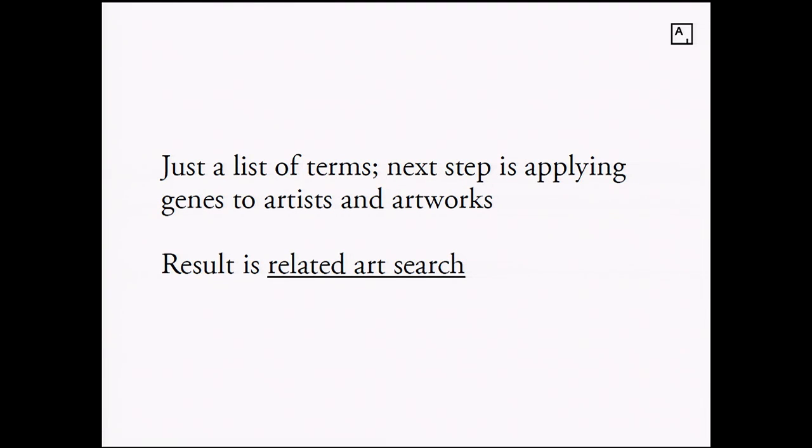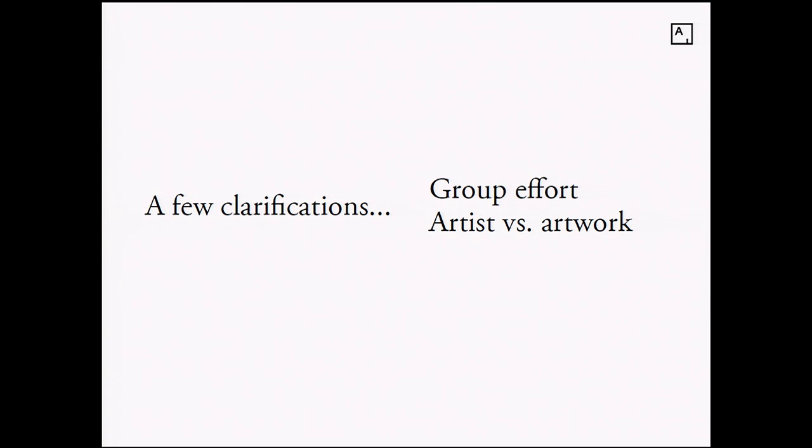Now, the genome is really just a list of terms, but on the other side of it, the genome process is a two-step process. The next step is applying how these genes relate to artists and artworks. The result is related art search. Just a few clarifications. The creation of this list of genes or characteristics is very much a group effort. It's not just an internal thing, but we're constantly in communication with experts from the field, our partners, scholarship, the contemporary discourse, so magazines, websites, etc.